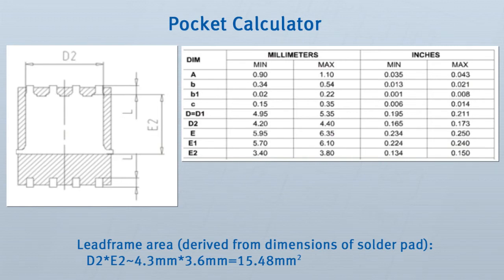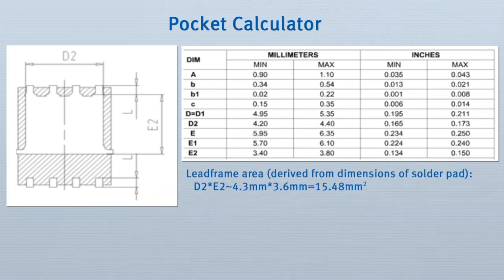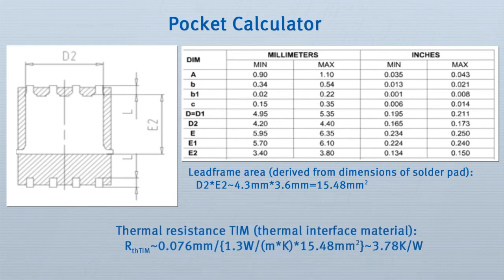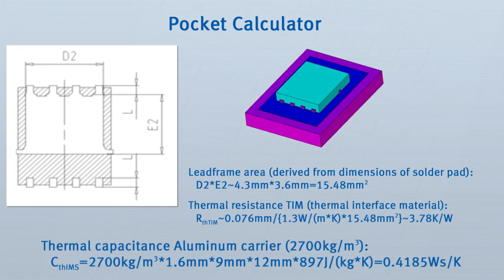Okay, to calculate a little bit the thermal behavior, we use our pocket calculator and first calculate the thermal resistance of that really thin interface material. The thermal resistance is around 4 Kelvin per watt in that case. Okay, using well-known parameters, we can calculate the thermal capacitance of the aluminum material, which results in around 0.4 watt seconds per Kelvin. Does that help?